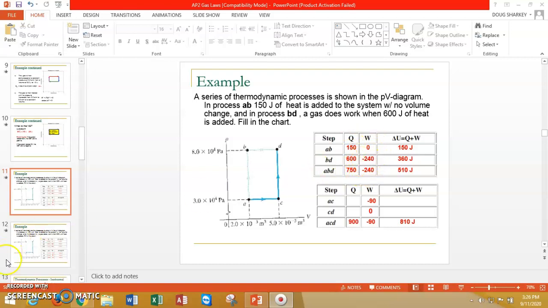And so here's what happens. The work done from A to B is 0 because there's no area under the curve. To get the work done from B to D, you would have to calculate that area under that curve. This is 8, and then you have a change: 5 minus 2 is 3. 8 times 3 is 24 times 10 to the 4th, and these are times 10 to the minus 3, so you end up with 240, if that makes sense. Can you fill in the rest of this chart? Pause it, and try. Give it a shot. Answers.